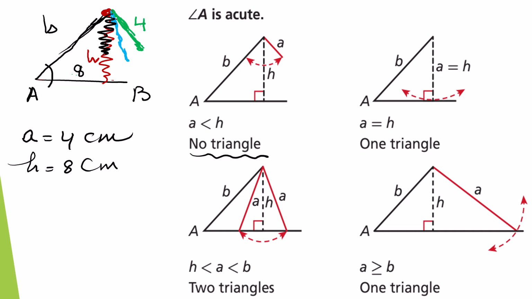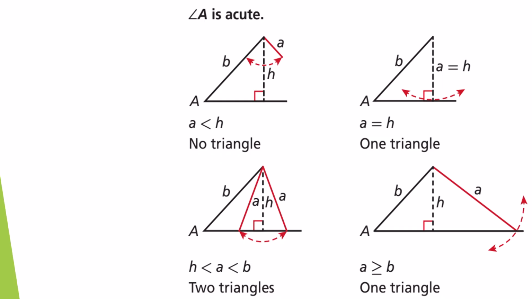So no triangle. The first case is that if the side opposite to the angle A is less than the height, then I couldn't find any triangle. Now what will happen if the height is 8 centimeters? I want you to draw another line a, and it is also 8 centimeters. So let's try to make a triangle.